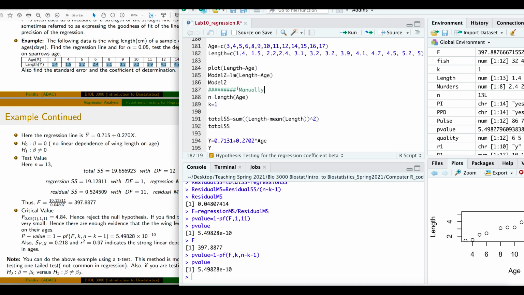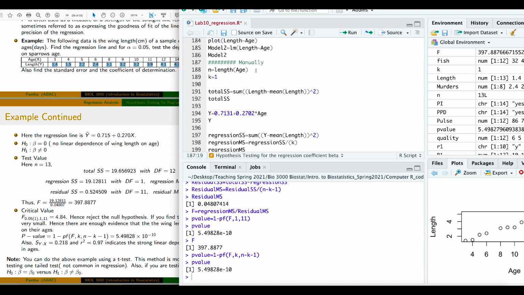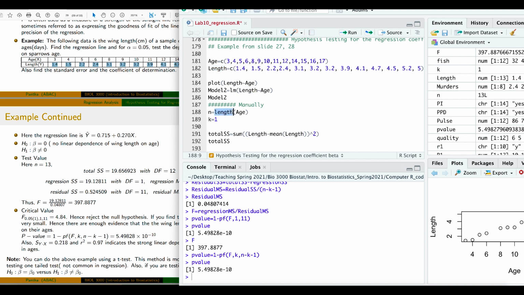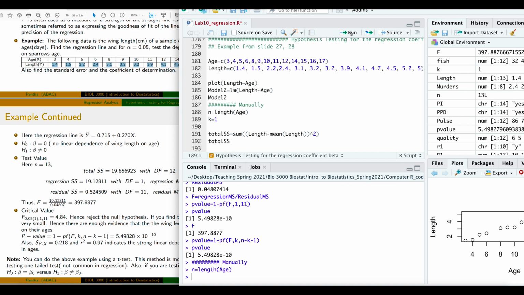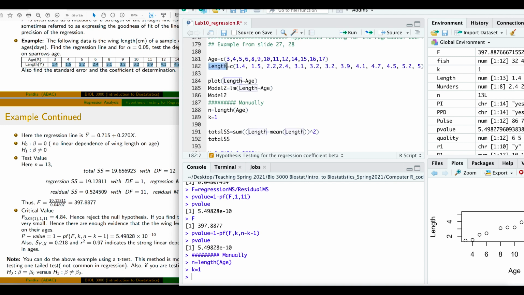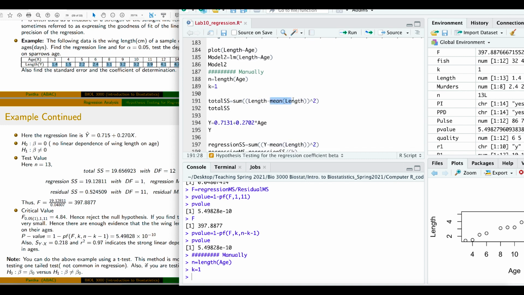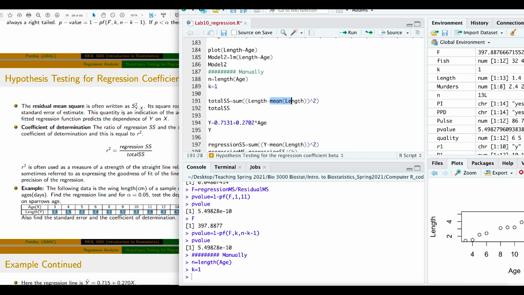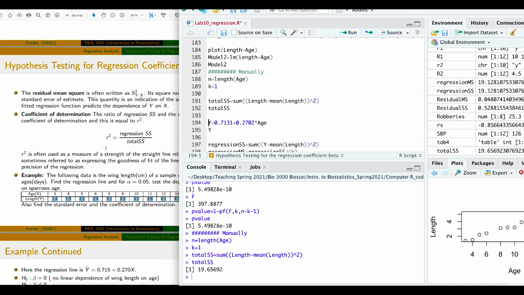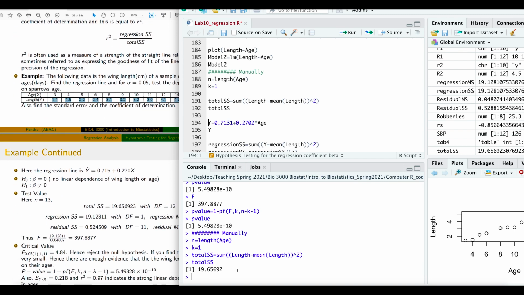So what I'm doing here is, n is the length of the age, or the length of the length. The uppercase length is the name of that data set, right? The lowercase length counts how many are there. So first find n, and then what is k? K is the number of independent variables, the number of x variables. There is only one x variable, so k is 1 here. Now the total sum of squares is the sum of length, which is the y value, minus the mean of y, squared, and then you add them. That's what the formula says, right? Yi is the data minus the mean of those data, squared, and then summed. If you do that, you get a total sum of squares of 19.656923.